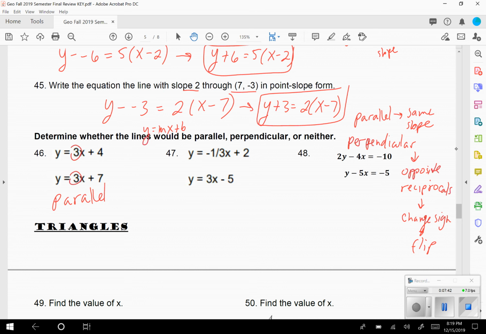Okay, over here, again, look, we have y alone on both of these. So look at -1/3 and +3. Well, if I have -1/3, the opposite reciprocal of it will change the sign, it becomes positive, and then you flip it, you get 3/1, which is just 3. So these are opposite reciprocals, so they are perpendicular.